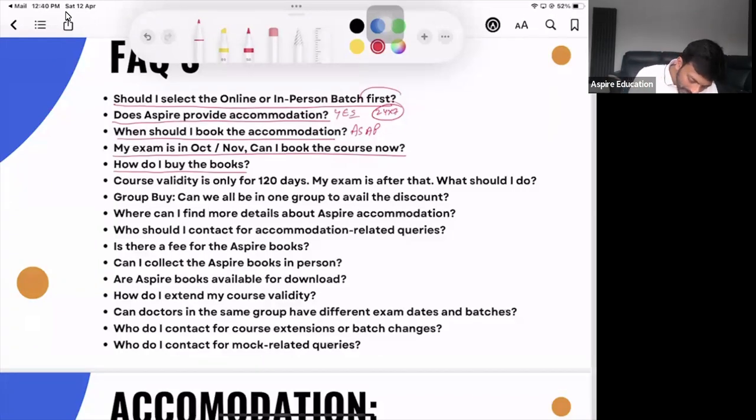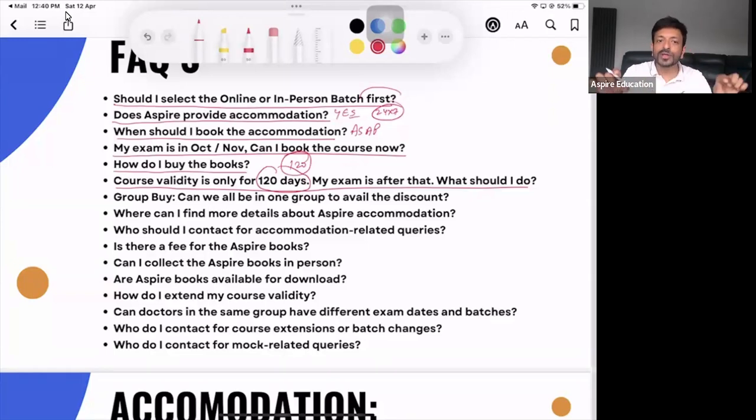Yeah. Course validity is only 120 days. My exam is after that. What should I do? When you book the course and see the recorded video, we have put a number of days, 120 days, for the course validity. But the thing is, it's not like the course will expire after that. What you have to do is just email us and we will be able to extend it till your exam date. Because this is how applications work.